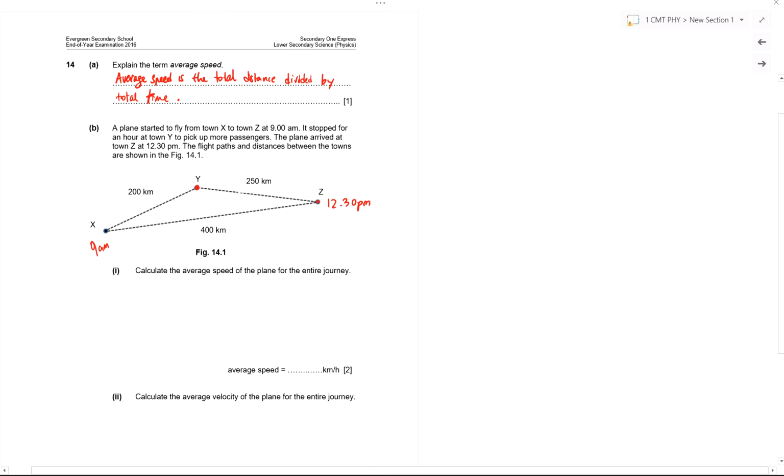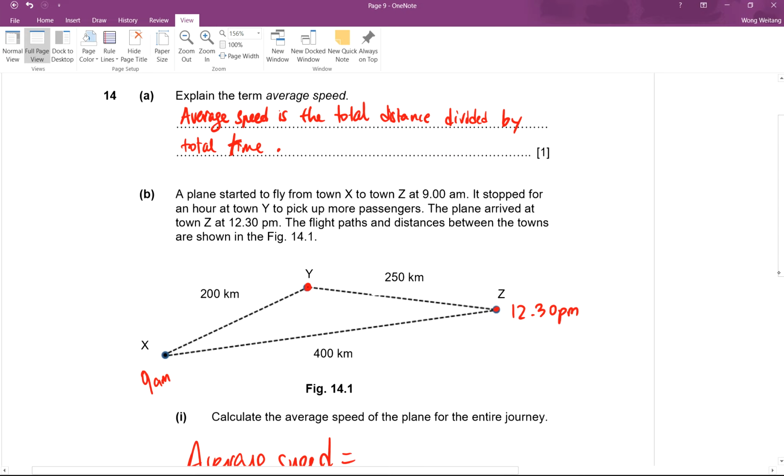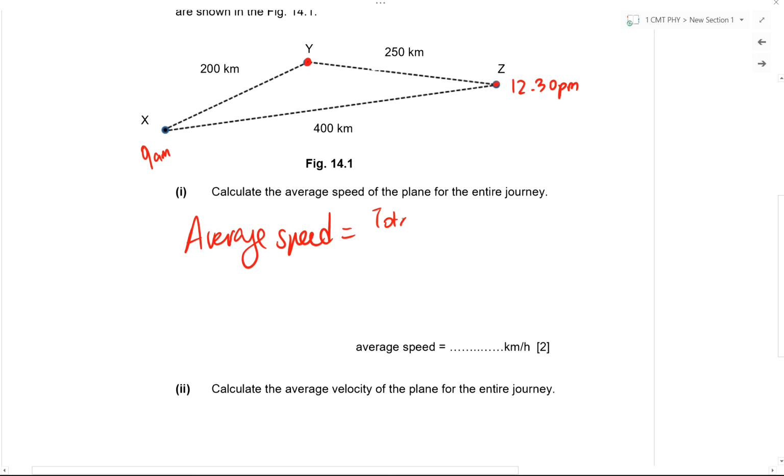So now calculate the average speed, and we use the formula on the board. Total distance divided by total time. Average speed equals total distance over total time. Check your partner's work. If they did not write this down, make sure they are doing their corrections and they write it down. It cannot just be numbers divided by number. So here total distance is actually 200 plus 250 divided by the time taken, which is 3 hours 30 minutes.